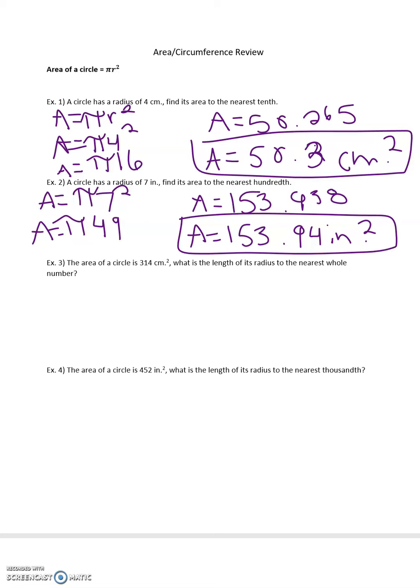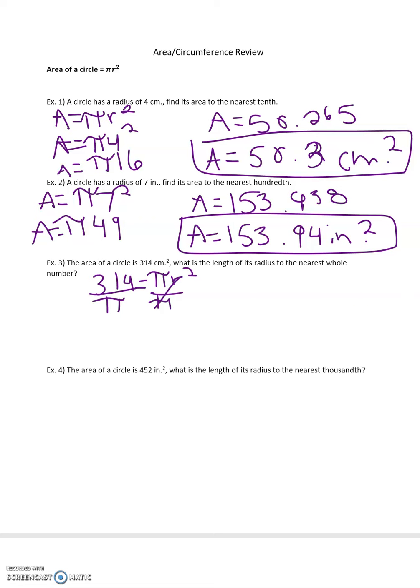So this third example is a little different. We're given the area this time, and it's asking us to find the radius. So we're still taking the information we're given and plugging it into the formula, just in a different spot. So if we're given the area, which is 314 centimeters squared, we have to plug it in for our A. We're trying to solve for R here, so we want to get R by itself. So we're going to divide by pi.